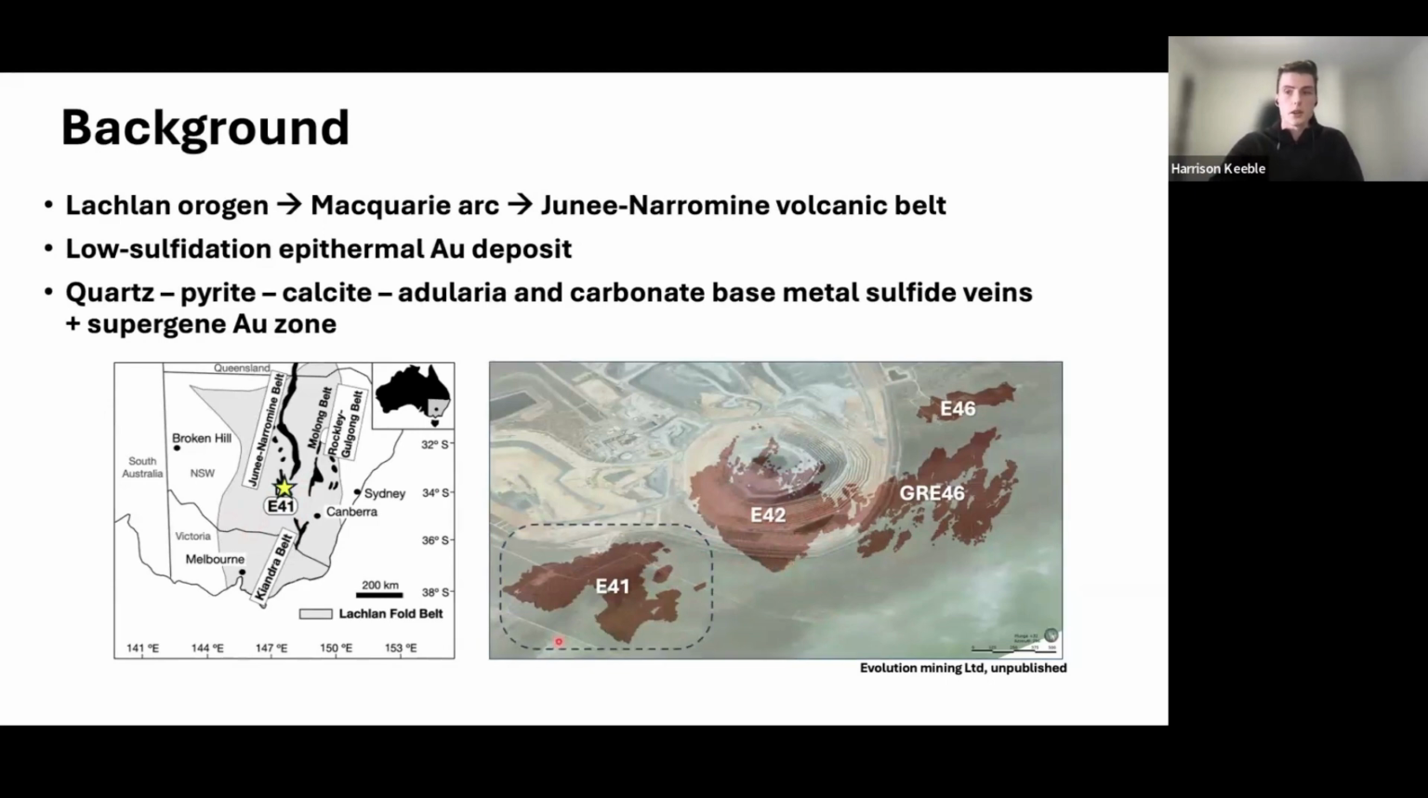This deposit has no outcrop, and all my samples are purely from drill core. The gold mineralization at E41 is quartz, pyrite, calcite, adularia, and carbonate base metal sulfide veins, and there's also a significant supergene gold zone in the regolith, which was the particular focus of my honours project.